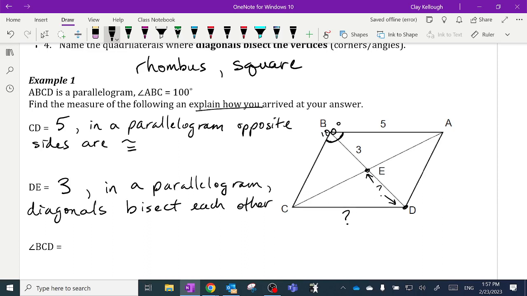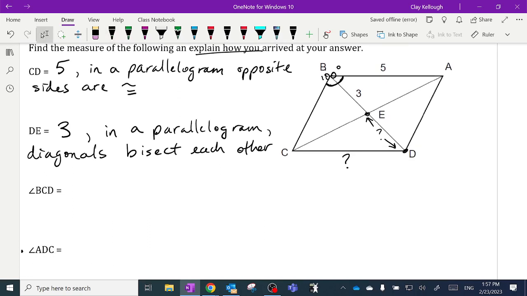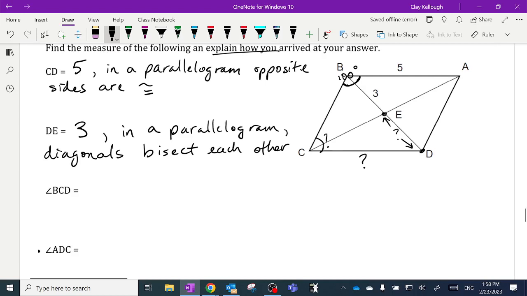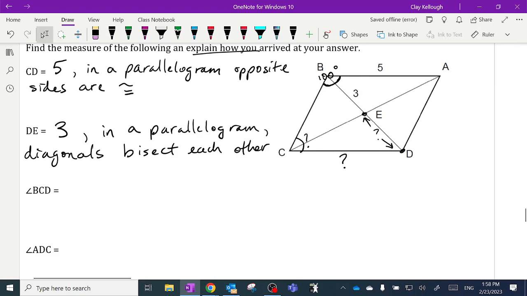Okay, now for the next one, angle BCD, where's that? Follow along. B to C to D. So that's this whole angle here. I'd like to know how big that is. Any ideas on how we're going to do that? This is one of those questions where it's actually easier to answer the next question first. What do I know about A to D to C?